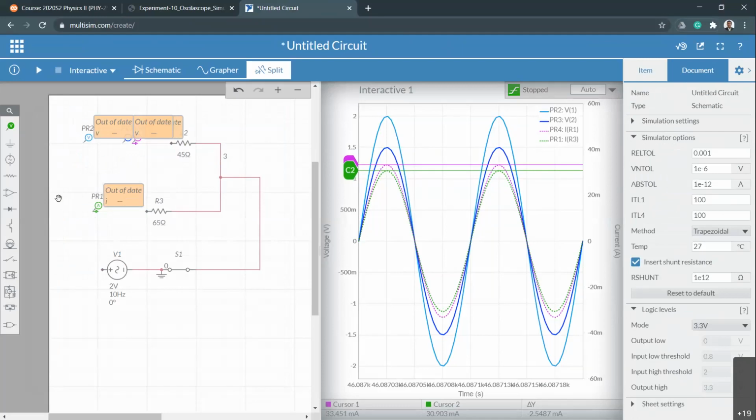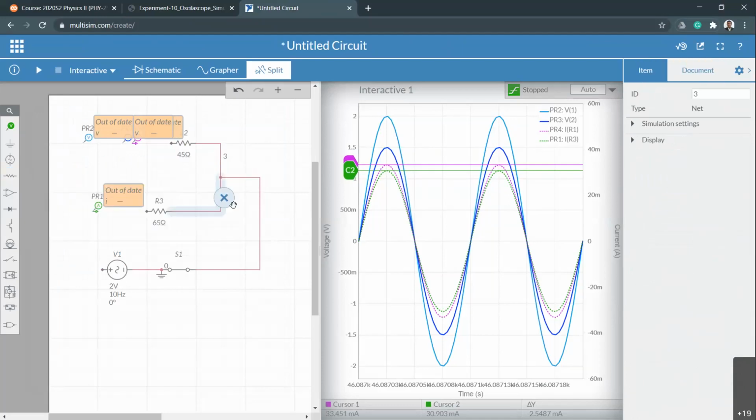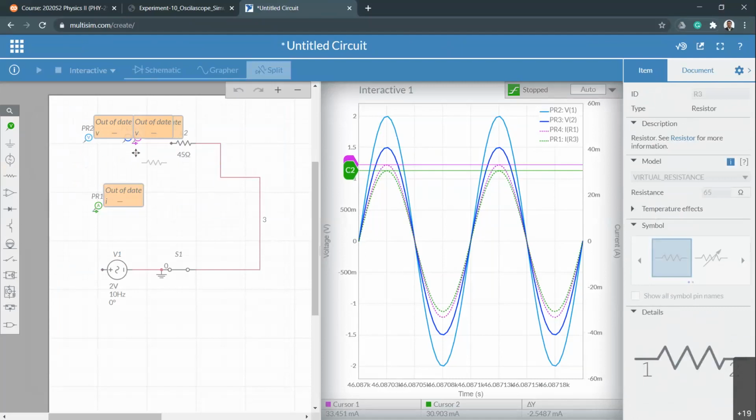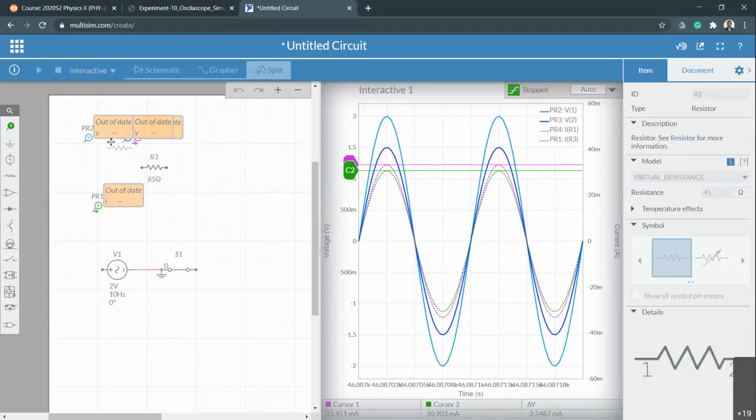Okay. Now let's bring another resistor. This resistor I also have to change. Now R3 should go to the top. R2 and R3 should be connected serially here, and then R1 should be parallel to that.